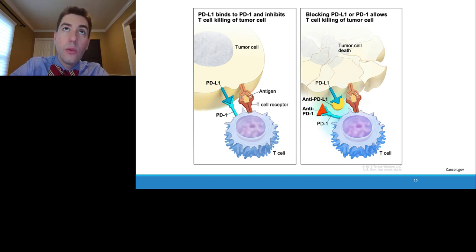So when a T cell comes around and sees PD-L1 on a tumor cell, theoretically, it's inhibited from actually killing or inducing cell death in that tumor cell. However, when you block it with a PD-1 or PD-L1 inhibitor, the T cell is able to recognize the antigen with its T cell receptor and therefore recognize the tumor cell as a foreign invader and induce cell death.